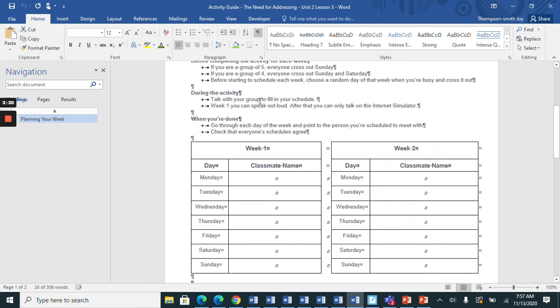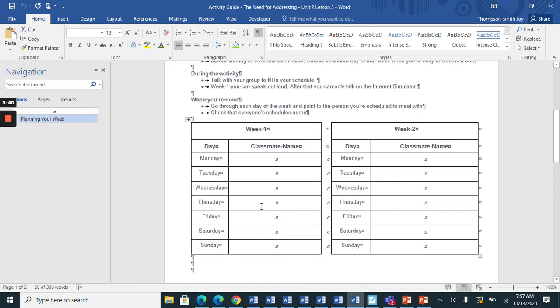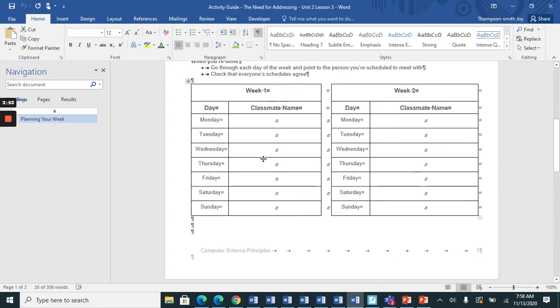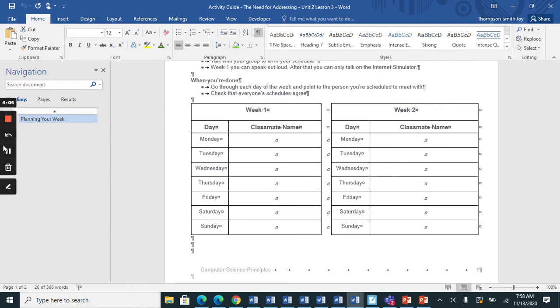It says talk with your group to fill in the schedule. Week 1, you can speak out loud. After that, you can only talk on the internet simulator. So you're only filling out week 1 now. Okay, when you're done, go through each day of the week and point to the person you are scheduled to meet with. Check if that person's schedule agrees. So for beginning, we just start with week 1, because when we go onto the simulator, that's when we're going to the other weeks 2 and 3, and we won't be talking at that time. We'll be using our simulator to do our scheduling.